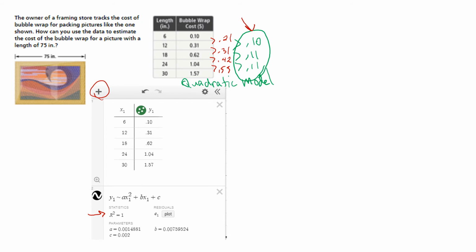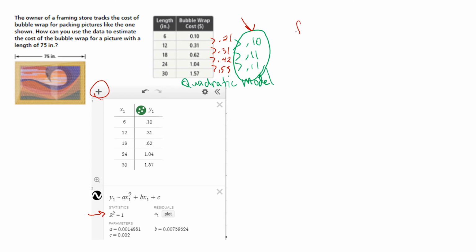We don't need to look at the residuals, but then we get our equation. It tells us A equals 0.00148881, B equals 0.00759524, and C equals 0.002. You get to pick what kind of accuracy you want, like how many decimals do you want to use. The more you use, the more accurate you are, but you don't have to use all of them.